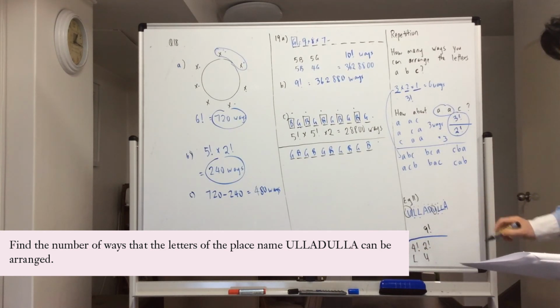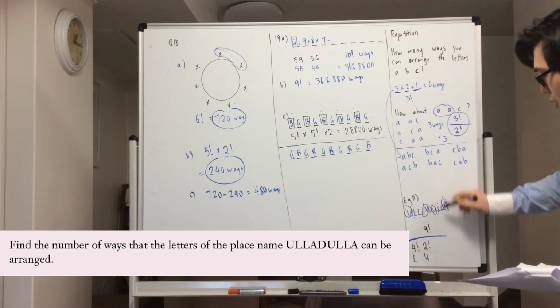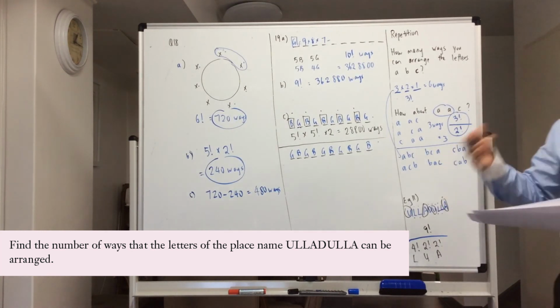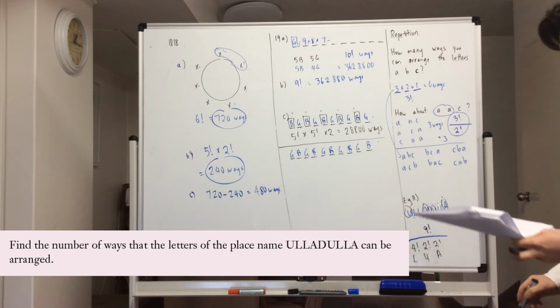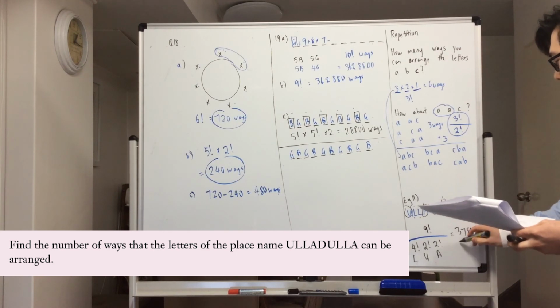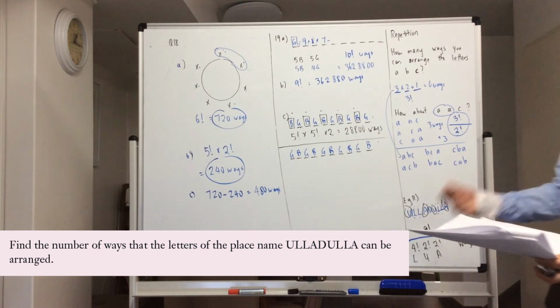And is there any other repeated letters? Yes, we also have A's, so divide by another 2 factorial. Okay, that will eliminate the number of ways which repeated letters can be arranged. So if you put all of this in the calculator, you'll get this. Okay, so that's how you calculate the number of ways if there are repeated letters.